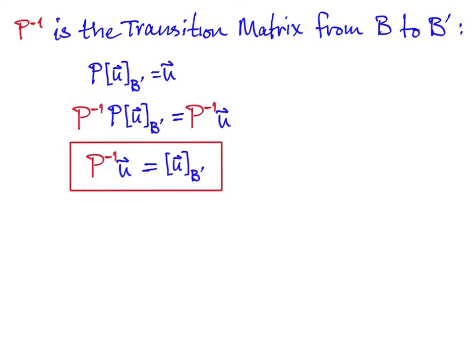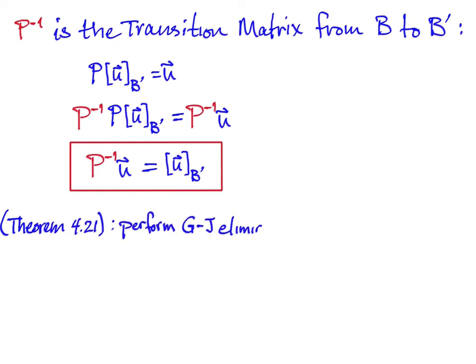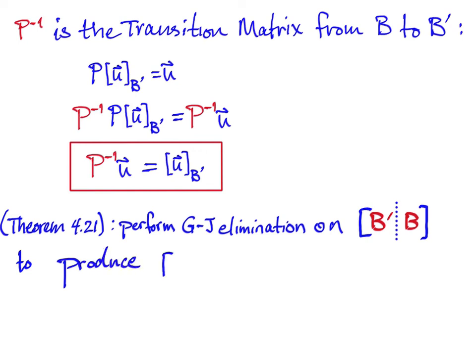So how do we get the inverse of P? Well, we actually have a theorem. Theorem 4.21 tells us how to do it. We perform Gauss-Jordan elimination on the big matrix we get by lining up the columns of B prime and then the columns of B. So on the left are the columns of B prime, on the right are the columns of the basis B. And we do Gauss-Jordan elimination until we get the identity matrix on the left, and that means we'll have P inverse on the right.